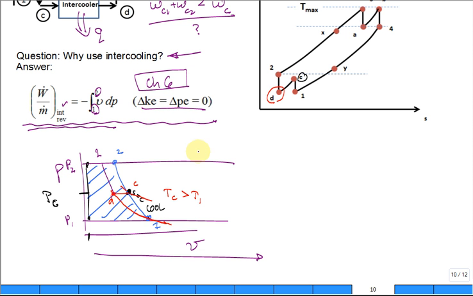So instead of going from 1 to 2 the whole way, I go 1 to C, stop and cool it down to what temperature? Let's get the temperature at D equal to the temperature at 1. Cool it back down to the ambient temperature. Then finish off the compression. So it goes like this, this, this.